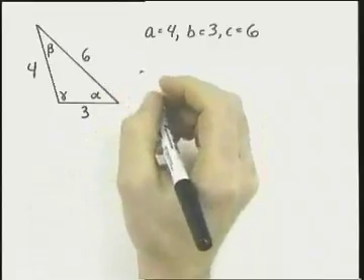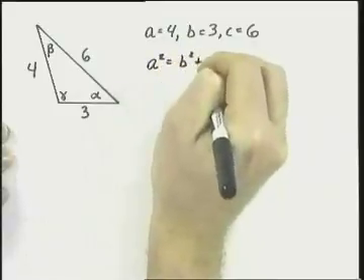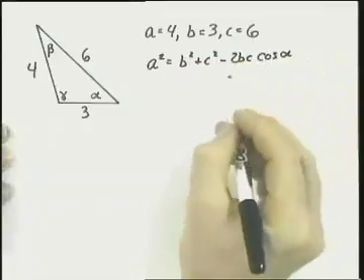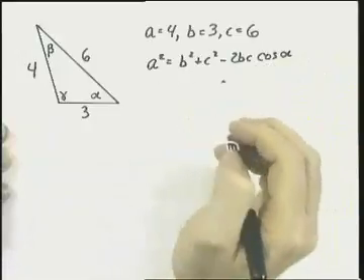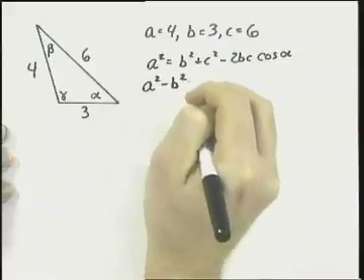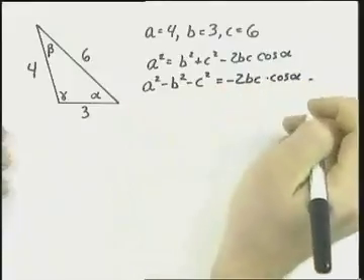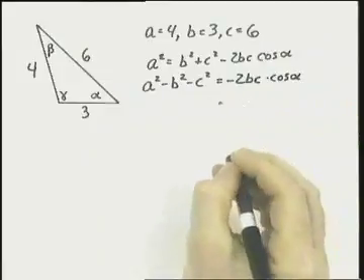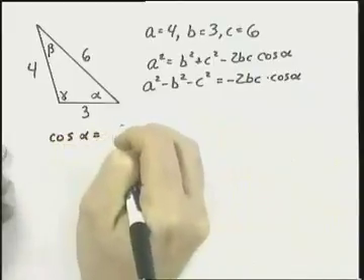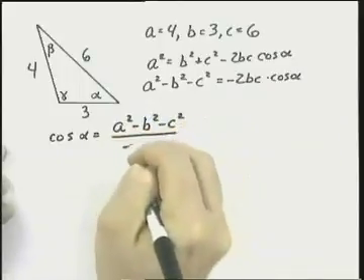Suppose we want to find alpha. To find alpha, we recognize that a squared equals b squared plus c squared minus 2bc times the cosine of alpha. What I'm going to do is solve this entire expression for the cosine of alpha. I would get a squared minus b squared minus c squared equals negative 2bc times the cosine of alpha. I divide both sides by negative 2bc, and then I get that the cosine of alpha equals a squared minus b squared minus c squared over negative 2bc.